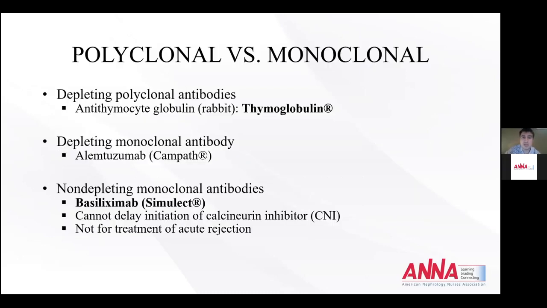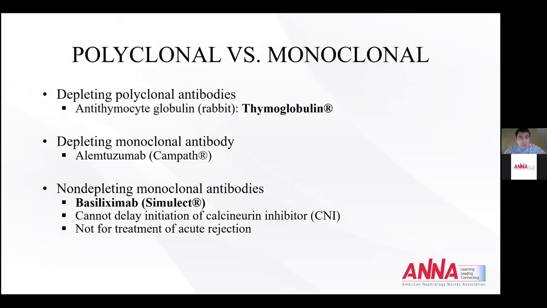So there are two types of induction therapy: polyclonal and monoclonal. And they are depleting polyclonal antibodies. The most common one is thymoglobulin. And how they form this medication is they actually used a rabbit thymus to create the medication. They pull it from and derive it from a rabbit, a little bunny. Its thymus, and that's where thymoglobulin comes from.